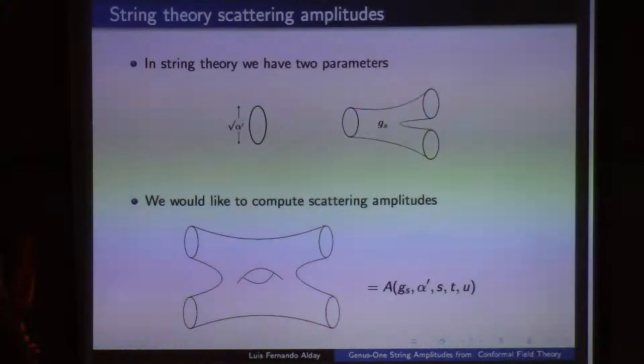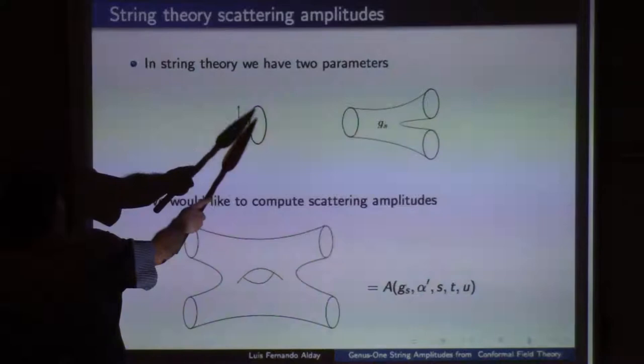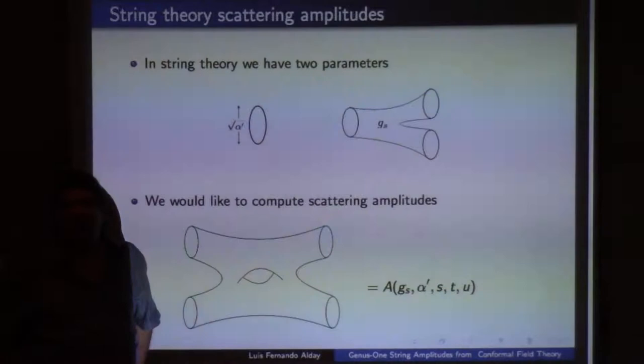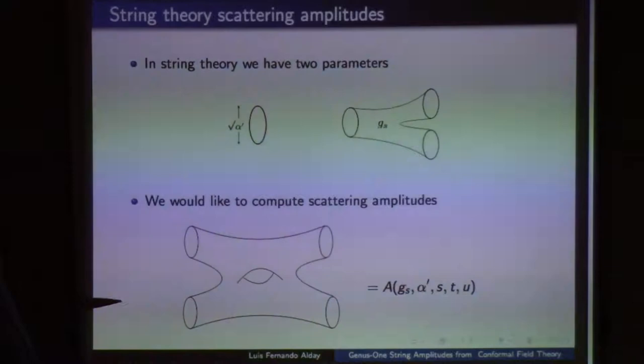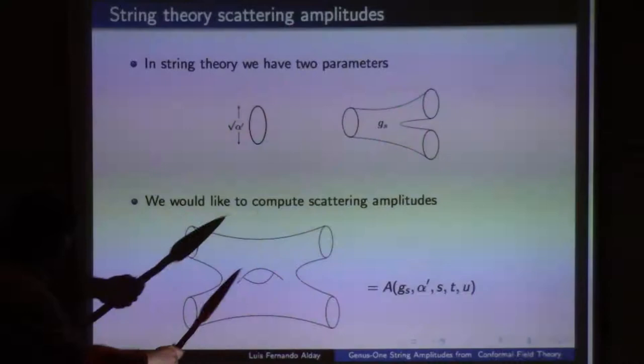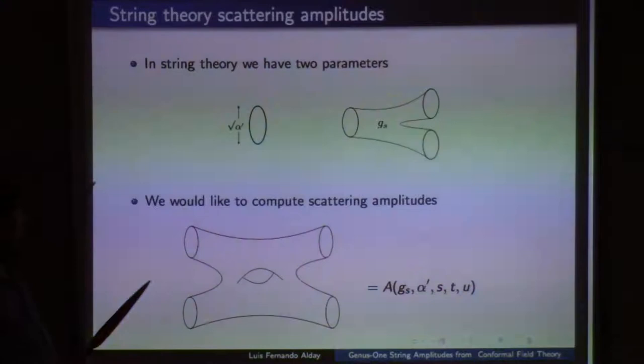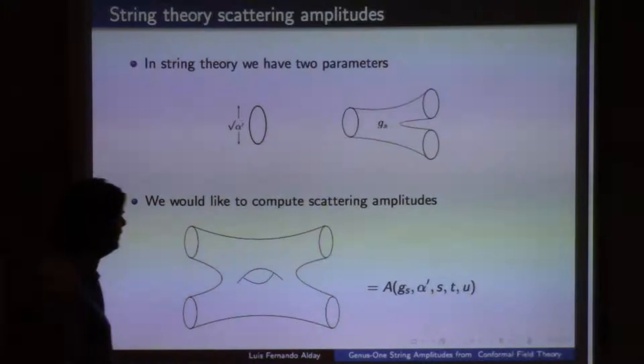It has only two parameters. One parameter is the square root of alpha prime, which is the size of these strings. And then there is another parameter, which is the string coupling constant, which is the probability that one string splits into two other strings, or vice versa, that two strings join into a third. What we would like to do is compute the scattering, in particular the four-point scattering of string states. Of course, this amplitude will depend on the three Mandelstam variables, built from p1, p2, p3, p4, or s, t, u here, and it will depend on the string coupling constant and on alpha prime.